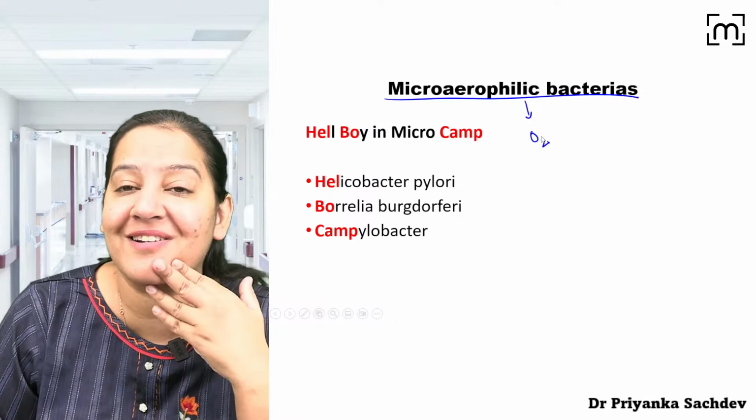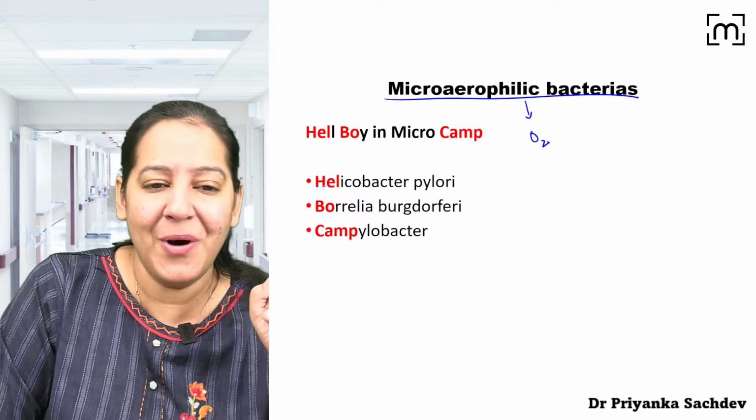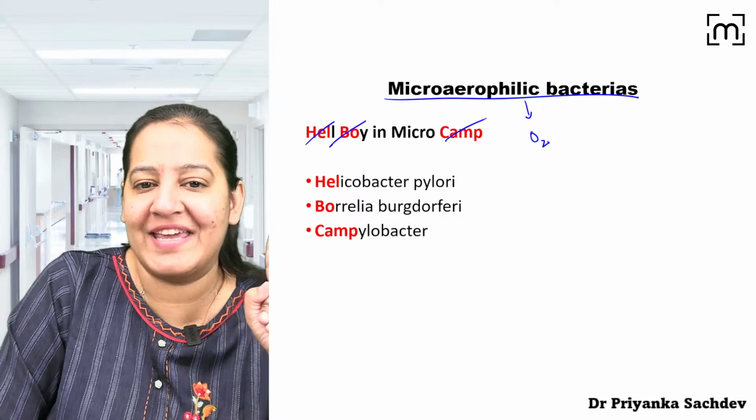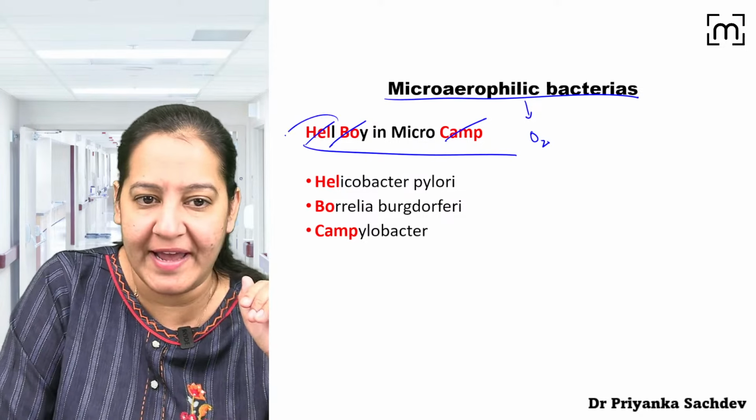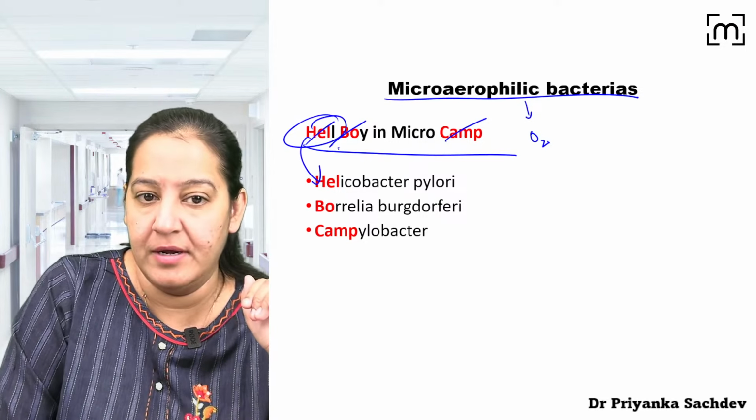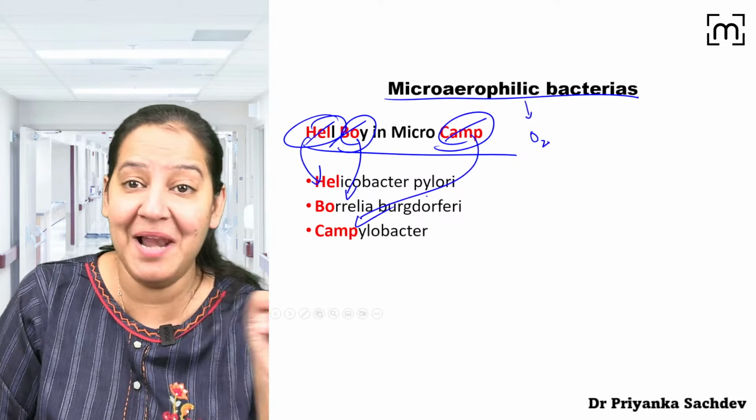So how many bacteria are coming in this category? Only 3. You should know the mnemonic. Only 3. So Hellboy camp. Hellboy in microcamp, this is the mnemonic, or you can make some other mnemonic. Hell is Helicobacter. Boy is Borrelia. And camp is Campylobacter. Hellboy camp.